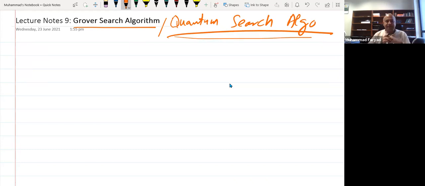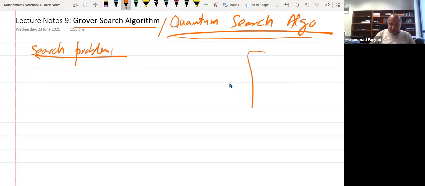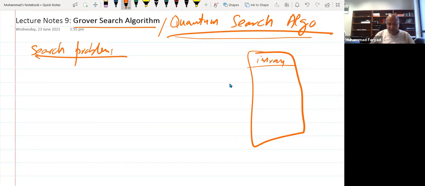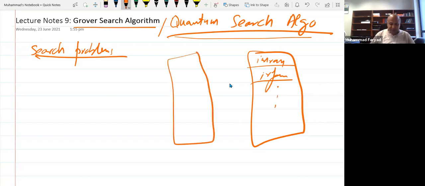in terms of optimality. Okay, so let me first pose the search problem, and then I will describe the algorithm and show how it works. So the problem is this. Let's suppose you have an unstructured database. For example, maybe you have some names, Imran, Irfan, etc.